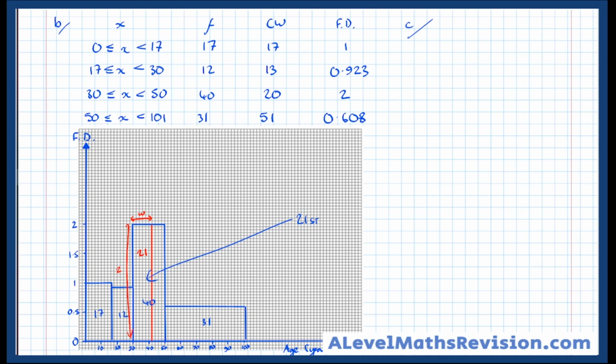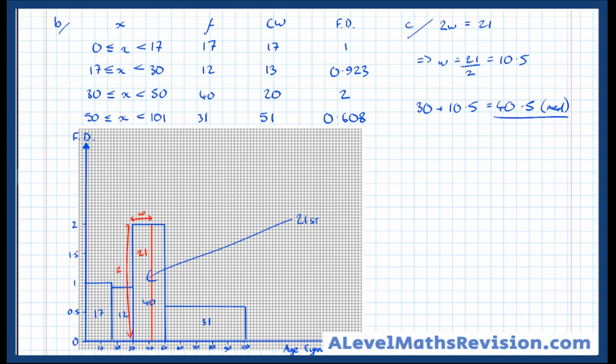So the calculation that I'm going to do is 2 times the width equals 21, which means that the width is 21 divided by 2, which is 10.5. So that marker there is 10.5 to the right of the start of the bar. So 30 plus 10.5 equals 40.5 is the median. So 40.5 is the median.